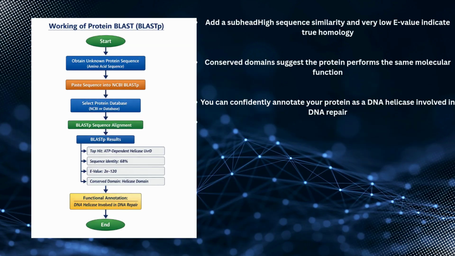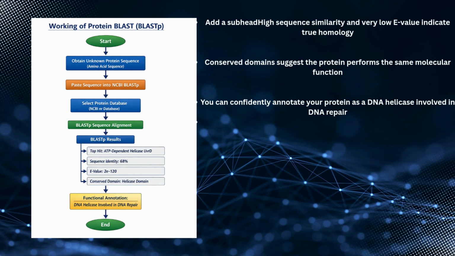How to interpret the BLAST result after running BLASTp? You observe high sequence similarity, very low E-value, high query coverage, and conserved protein domains. What does this mean? A low E-value means the match is not random. High identity indicates true homology. Conserved domains suggest the same molecular function. Based on this, you can confidently annotate your protein. For example, this protein is a DNA helicase involved in DNA repair.